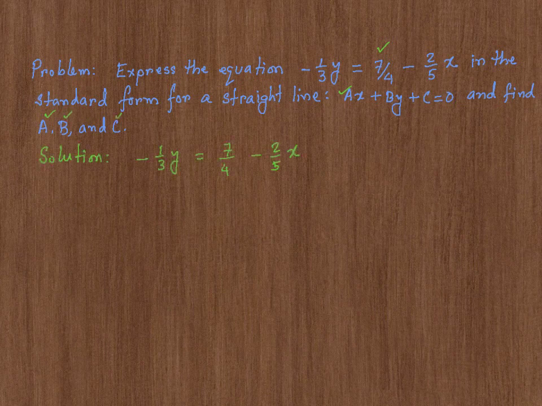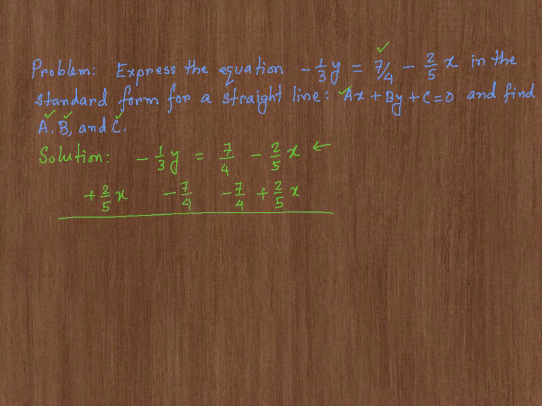We can easily do this by bringing the terms from the right hand side in the given equation to the left. We can do so by adding the corresponding terms. So we add 2/5 x to both sides, and then we subtract 7/4 from both sides.